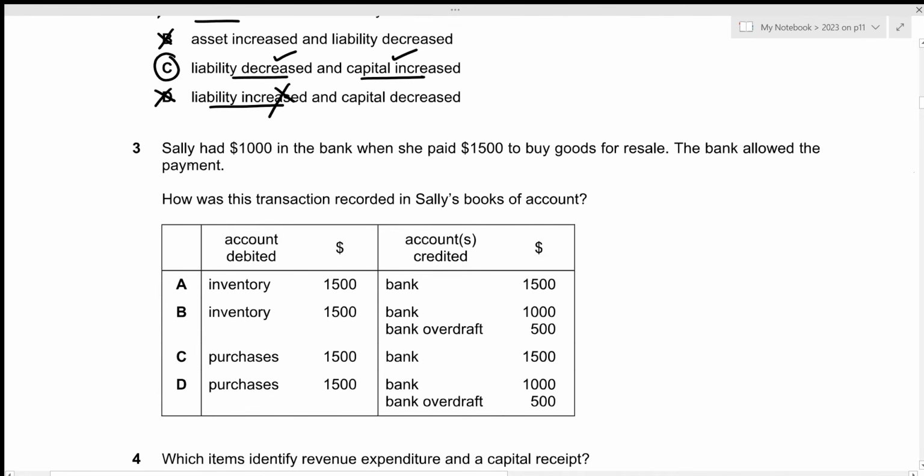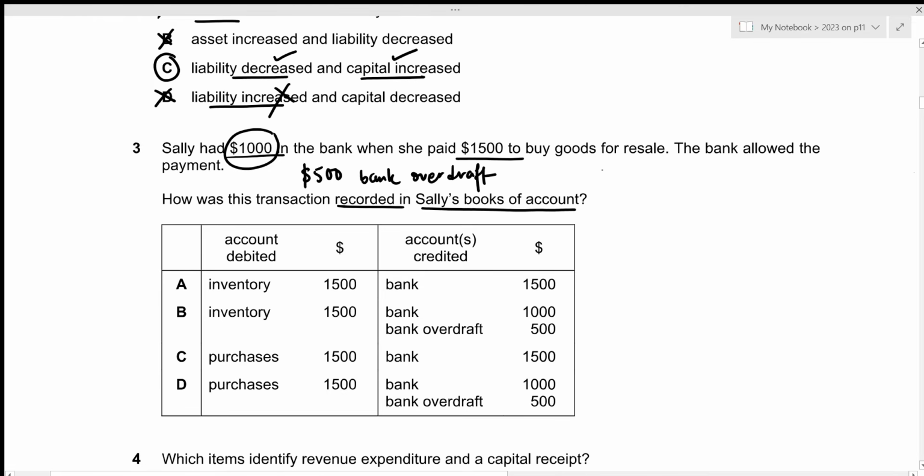Now for the third question, Sally had 1,000 in the bank when she paid 1,500 to buy goods for resale. The bank allowed the payment. Okay, so even though she only had 1,000 in the bank account, the bank allowed the payment of 1,500, which means that the bank gave Sally 500 as bank overdraft. Now, how is this transaction recorded in Sally's books of accounts?